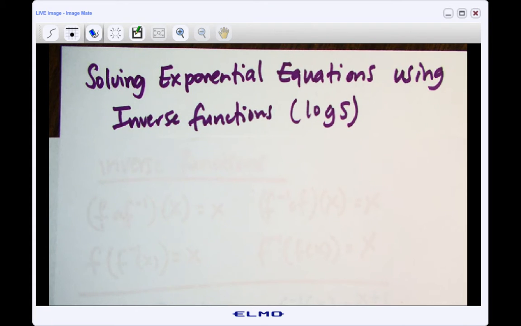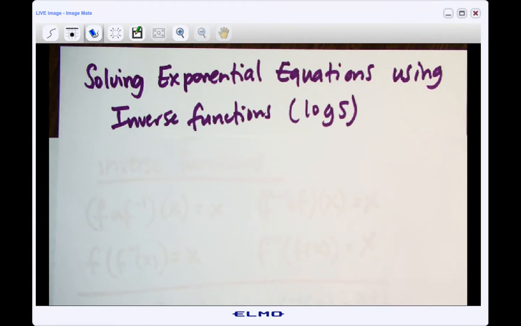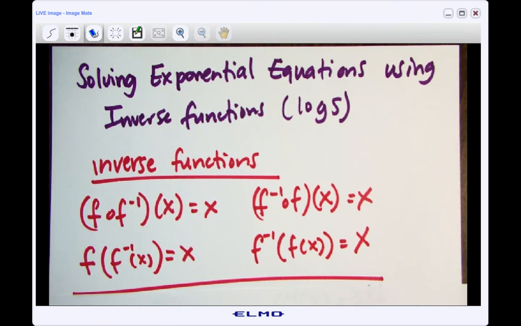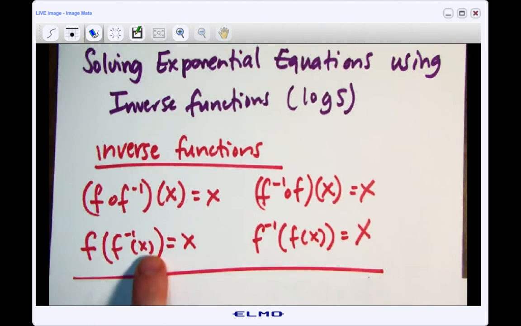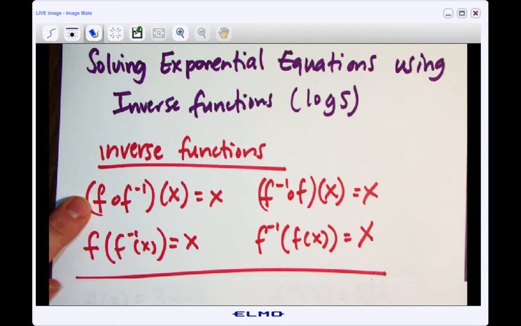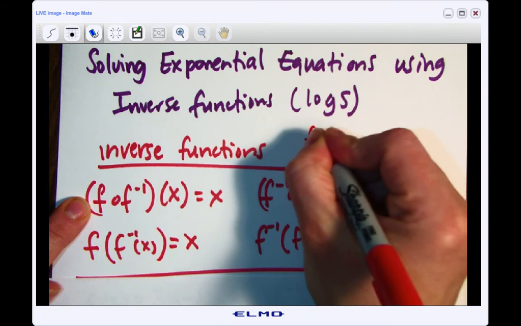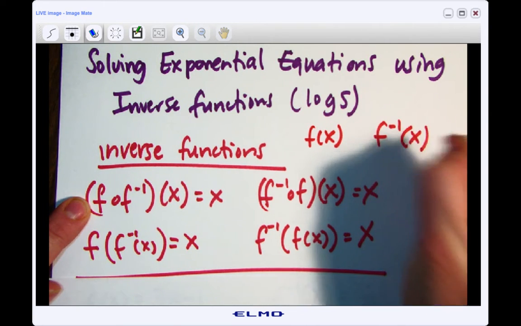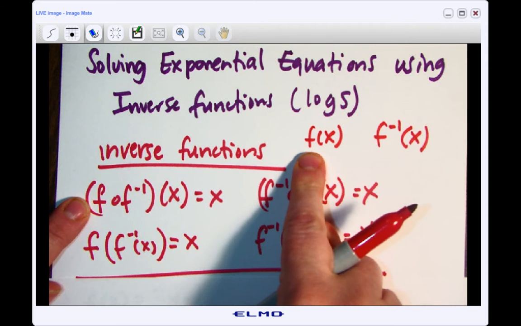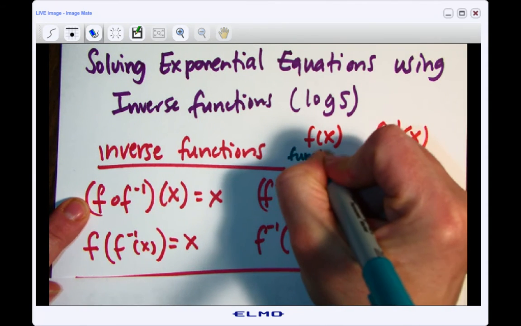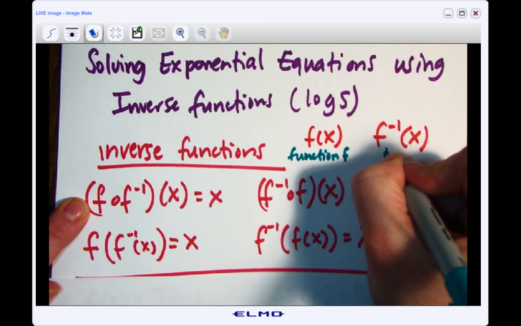But the property that we need to talk about most today is the one that I have written down here. So let's remind ourselves what this notation means. f is a function. That means its name is f. So if I have a function f of x and a function f inverse of x, this is the function whose name is f, and this is its inverse, the inverse of function f.